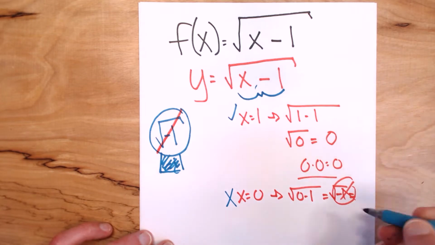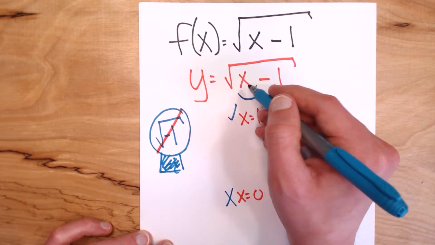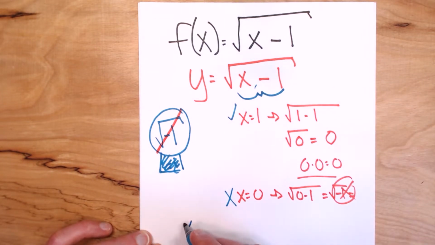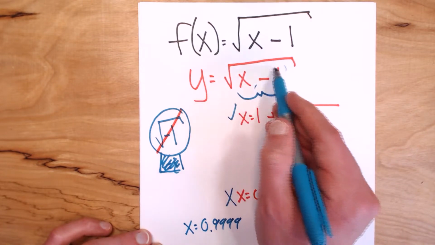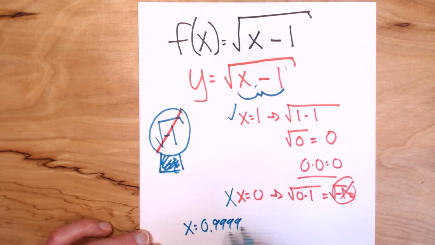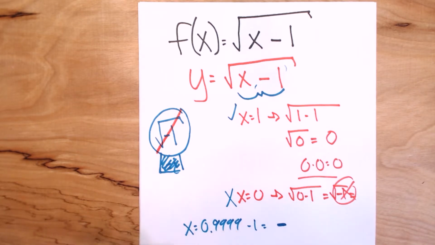And if we think about it, if x is any smaller than 1, like if x was 0.999999999, just a little bit smaller than 1, then our argument, the inside of our square root, would become negative, because for any number that's less than 1, when we take away 1, we get a negative number. So if you take away 1, your answer has to be negative, and that's a problem.